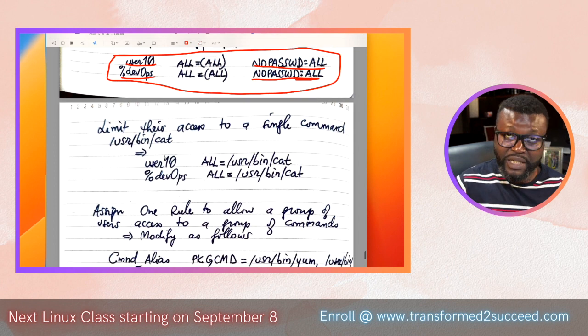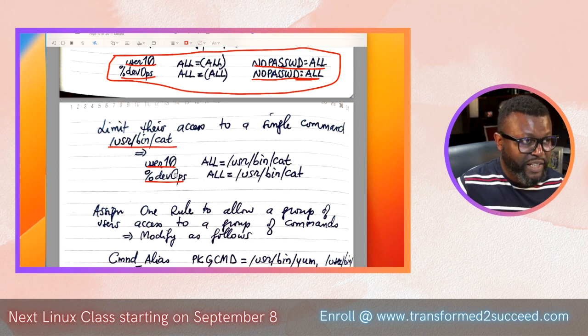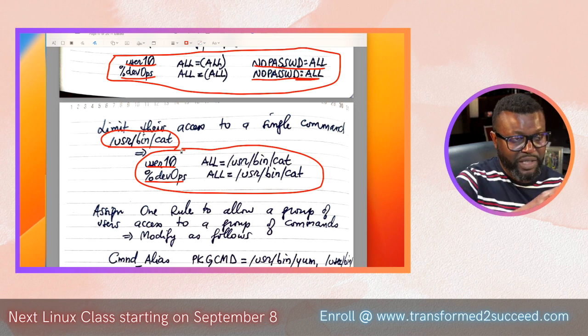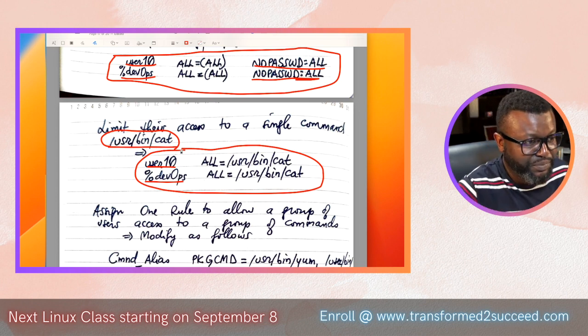You can limit access of a user or a group to single commands. Let's say that you do not want user 10 and the group DevOps to run the command cat. So what you do, you go to the same file, /etc/sudoers, and you are going to modify the file to reflect this syntax here.